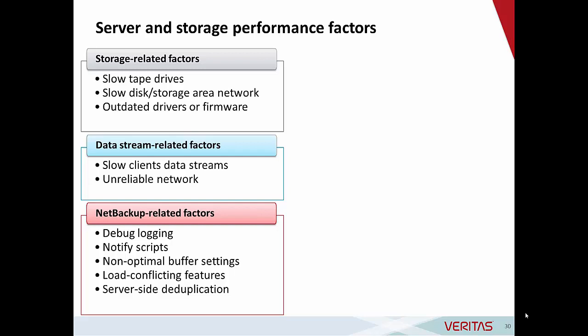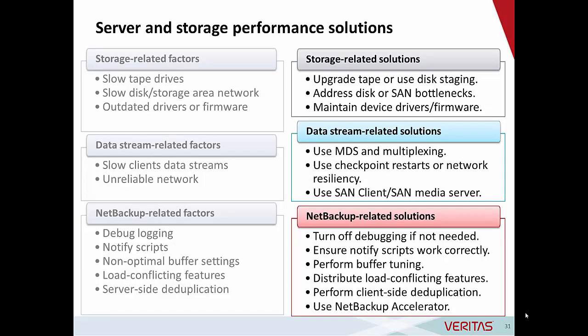This slide shows some possible bottlenecks that you might see on the storage side. Storage-related factors such as slow tape drives or outdated firmware, data stream-related factors such as a slow or unreliable network, or NetBackup-related factors such as non-optimal buffer settings or server-side deduplication. For each of these possible storage-side bottlenecks, here are some recommended solutions that we can try. For storage-related issues, we can try upgrading to faster hardware or using disk staging, which, like we mentioned before, is strongly recommended when working with modern tape drives.